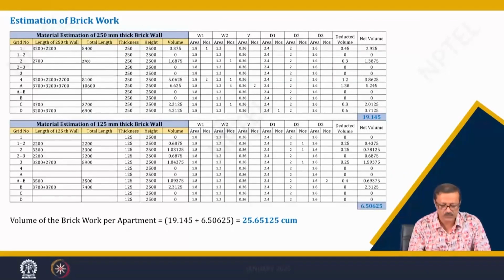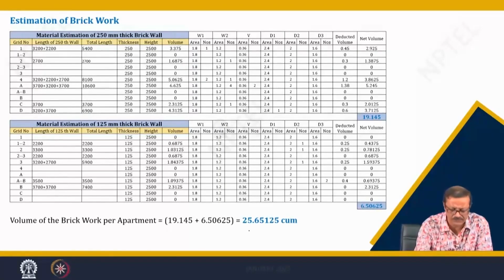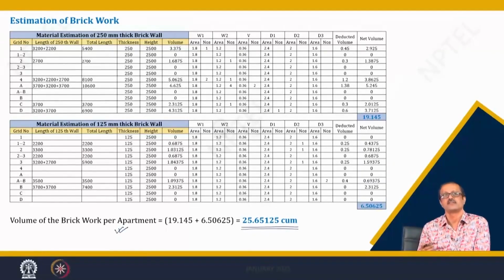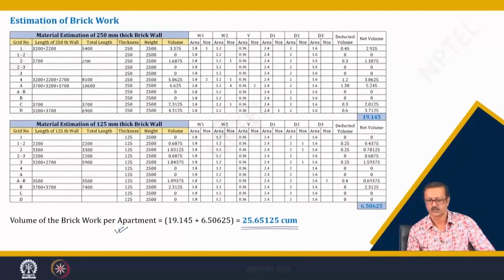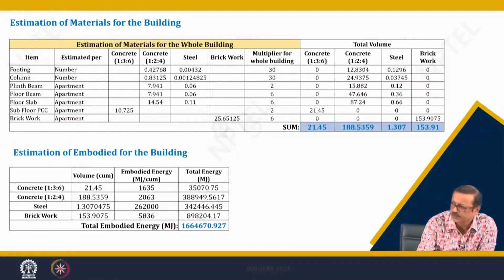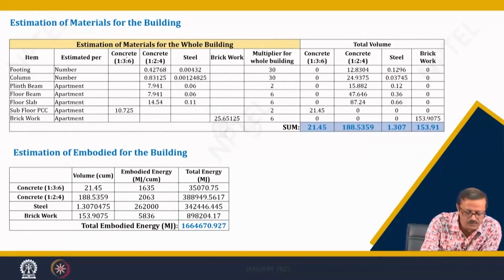Now both are added, these are in the same table, and I found that I need to have per apartment 25.65 cubic meter of the brickwork. So, I need to have that much. Now I put all the numbers. I have different materials. See, this concrete 1:2:3 is where it is from the subfloor per apartment.